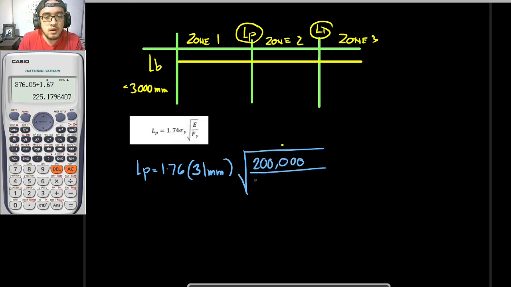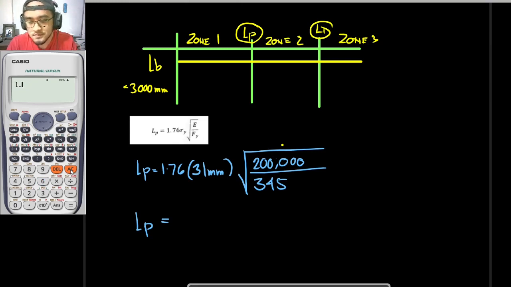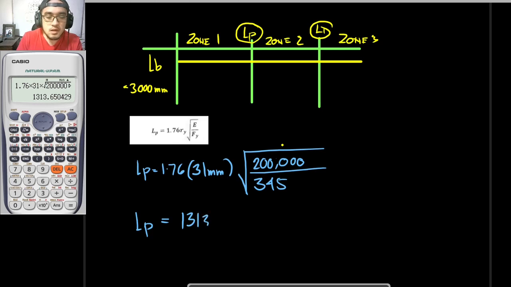And our value for Fy, which is the yield stress, would be 345. So our Lp from that would be equal to 1.76 times 31 times the square root of 200,000 divided by 345. So the value of our Lp would be 1,313.65 millimeters.